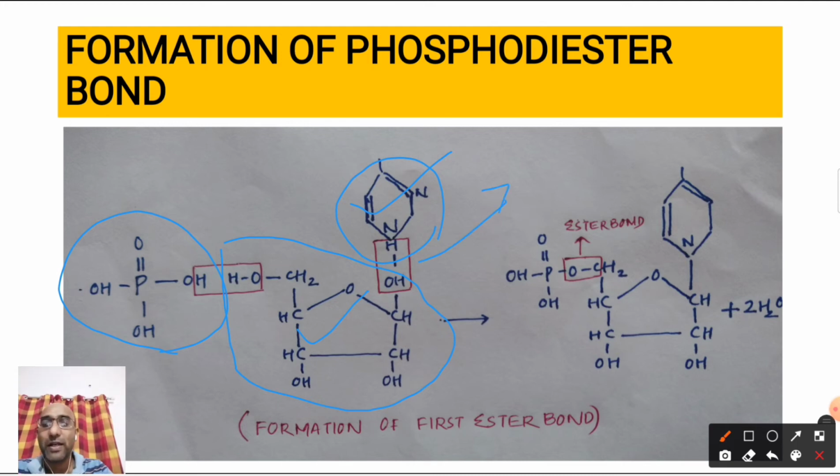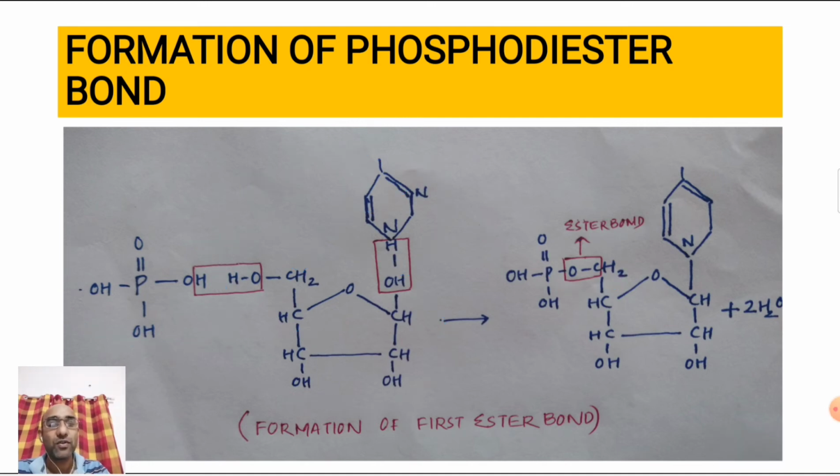Now this pentose sugar is attached to the phosphate group through the OH group attached to the fifth carbon atom. This one is the fifth carbon atom. Here OH group is attached. This OH group combines with or takes away the hydrogen atom of the phosphate group to form water molecule. Got it? So water is liberated and here the ester bond is formed. Here you can see ester bond. So the first ester bond is formed in the formation of nucleotide.